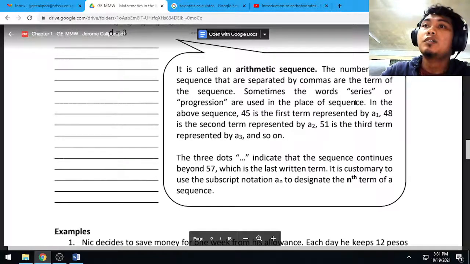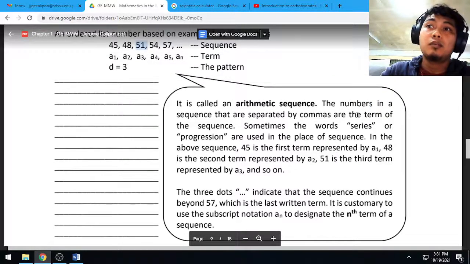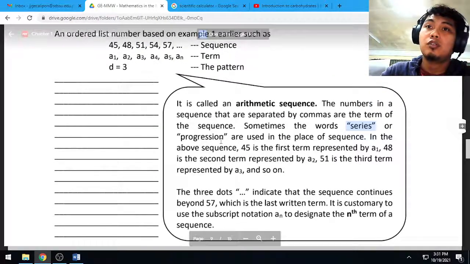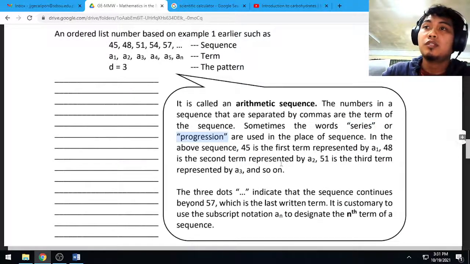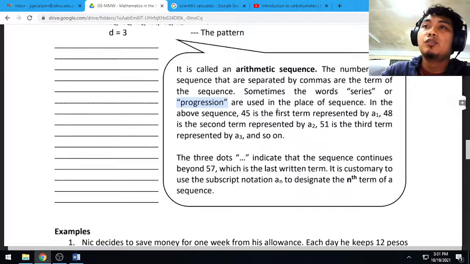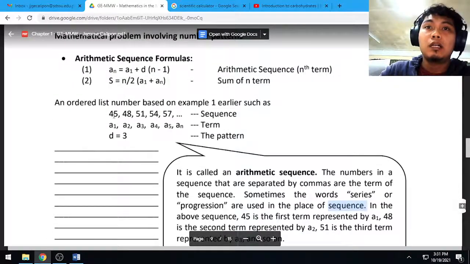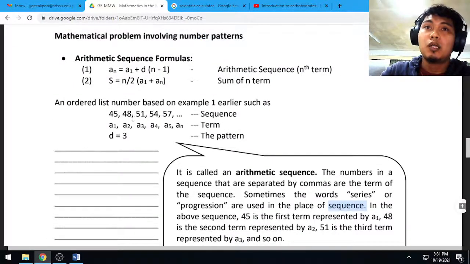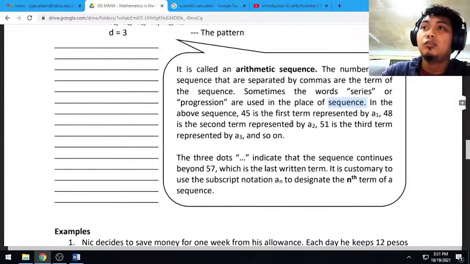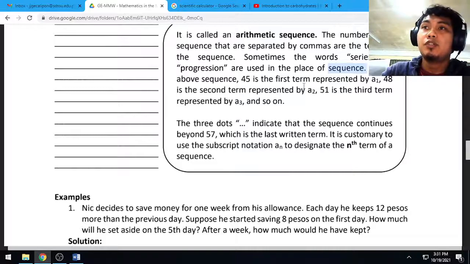Ang term daw ay pwede natin palitan sa ibang books, tinatawag siya na series, or sa statistics tinatawag siya na progression. So the same lang ang meaning niya. Are used in the place of sequence. Yung sequence nga yung mga number na nagkakasunod-sunod. In the above sequence, 45 is the first term, 48 is the second, so on and so forth.